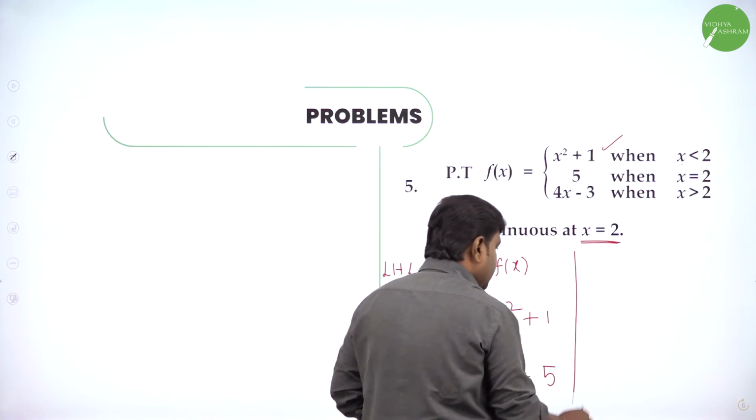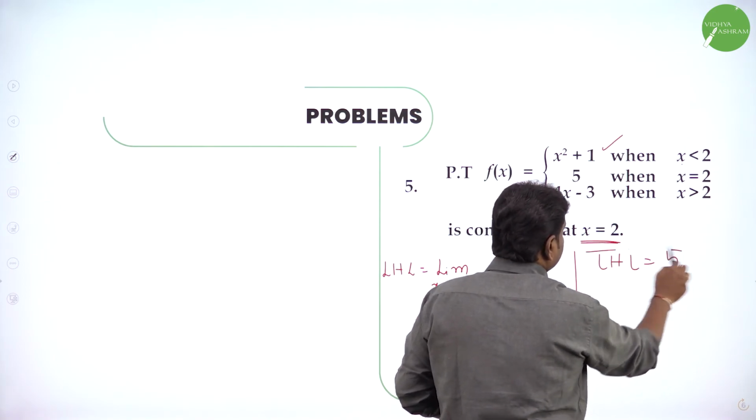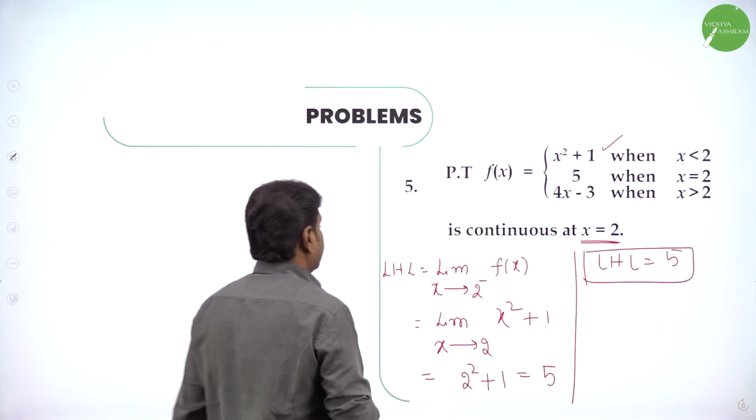So now you got LHL. What is your LHL value? Exactly 5. Now we go to the RHL, right-handed limit.